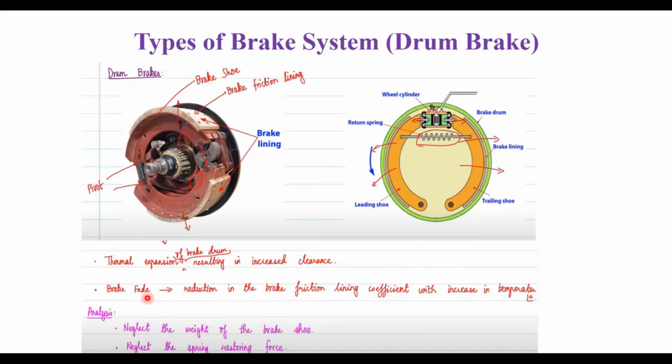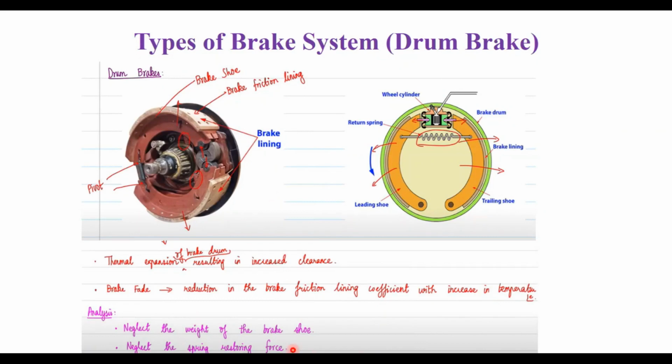clearance, and brake fading is also going to happen when there is a reduction in the brake friction lining coefficient. What happens with respect to the increase in temperature? This will affect the parameters. This will result in the thermal expansion of the drum, which means it will increase the clearance between the drum and the brake lining, or the brake friction lining basically.